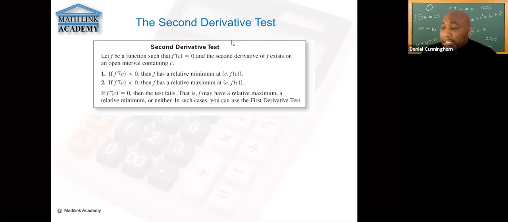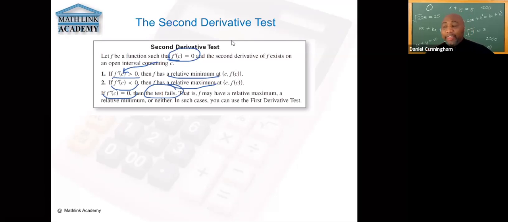If you plug the critical values from the first derivative into the second derivative and it's greater than 0, a positive number, we have a relative min right off the bat. You know it's a relative min. If it's less than 0, you have a relative max, if you plug that critical value into the second derivative. Now, if the second derivative at the critical value is equal to 0, then the test fails, okay?